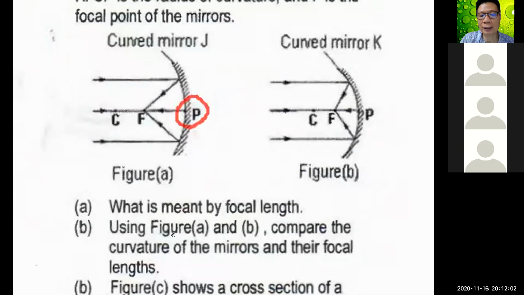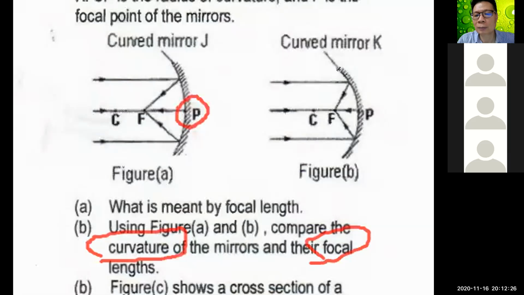Next: using figures A and B, compare the curvature of the mirrors and their focal lengths. What is the meaning of curvature? Like this: this one curves less, this one curves more. So the answer should be: the more the mirror curves, what happens? Everybody write the answer. The more the mirror curves.